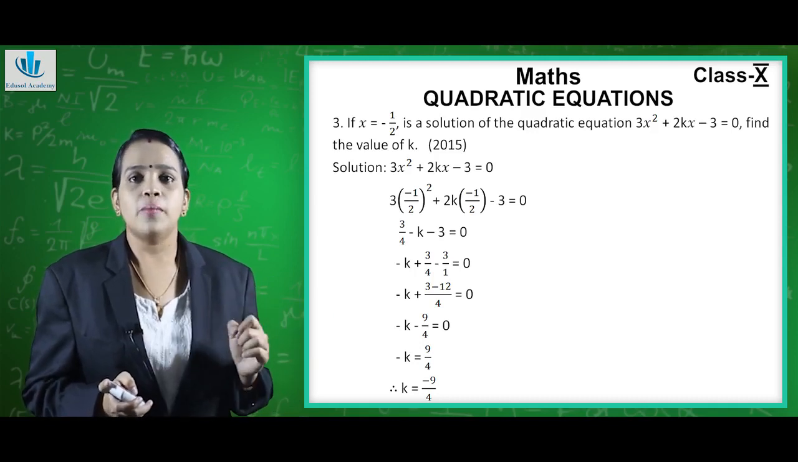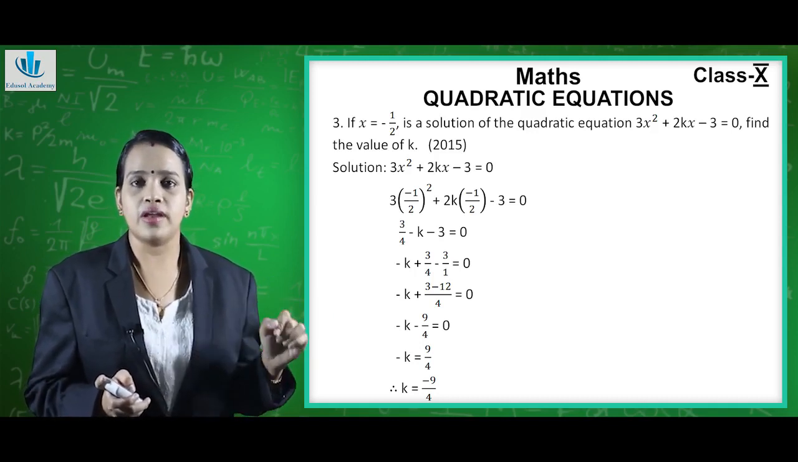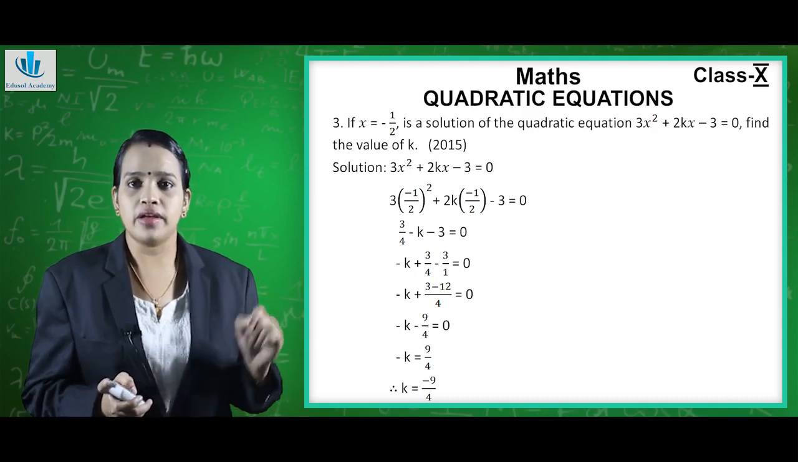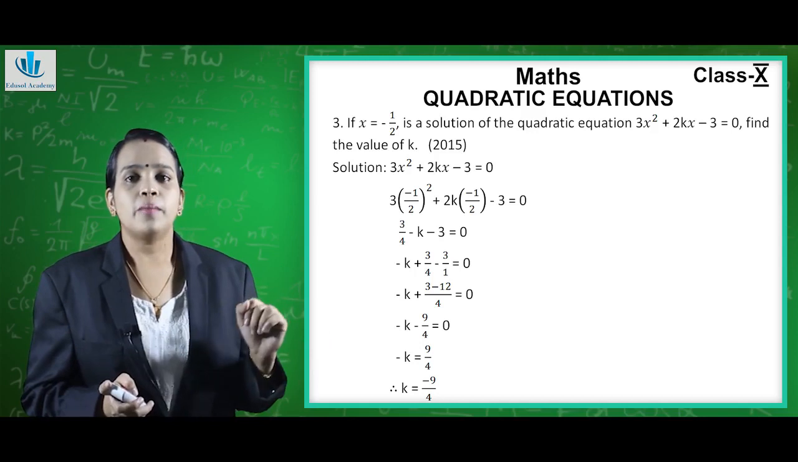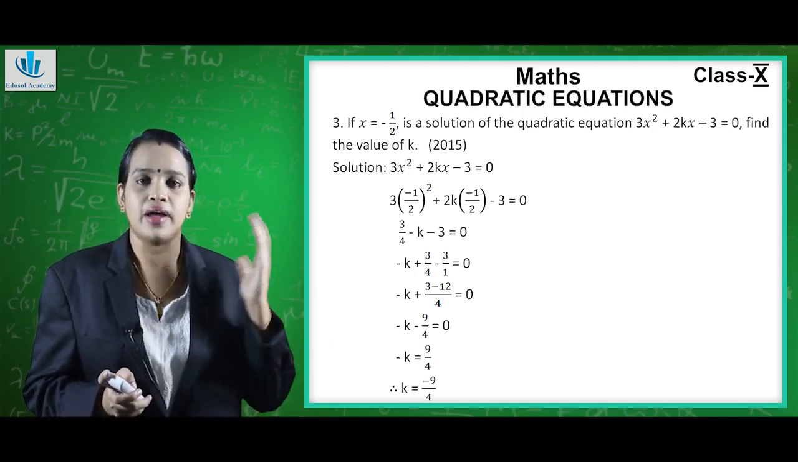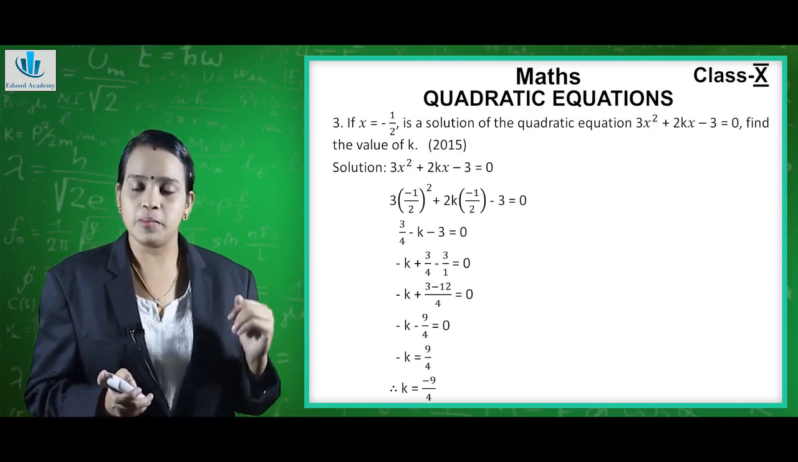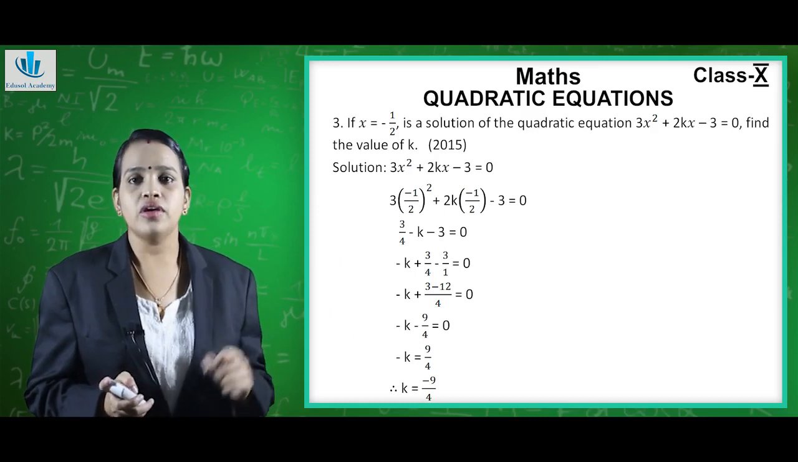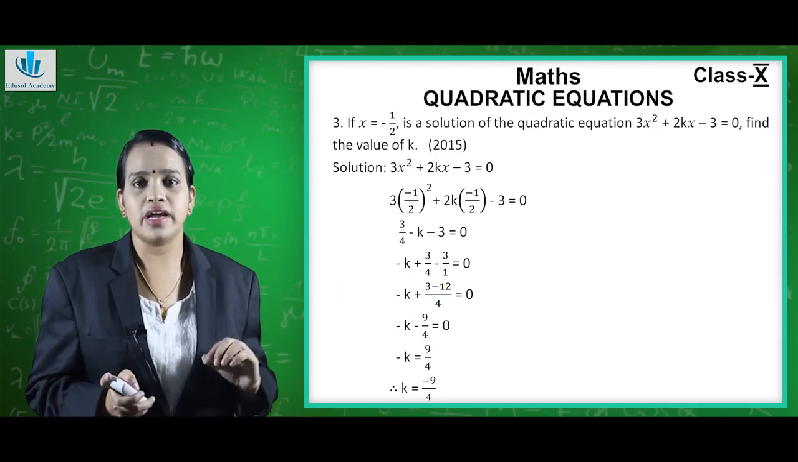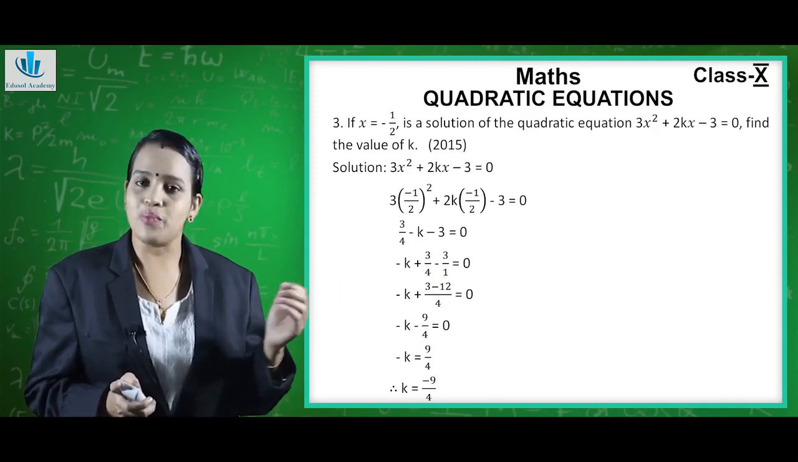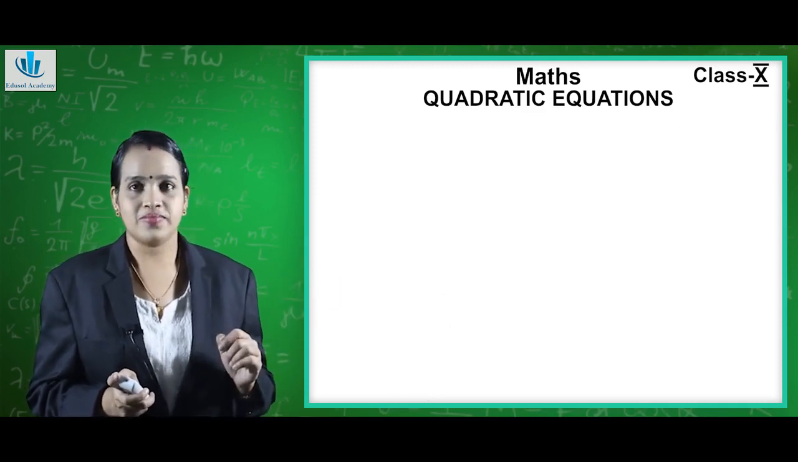So when we solve it, minus k, our plus minus becomes minus. So 3 minus 12 gives minus 9 upon 4, which is equal to 0. Minus k is equal to, when we take minus 9 upon 4 on the other side, it becomes plus 9 upon 4. Therefore, when we take this minus k sign on the other side, it becomes k is equal to minus 9 upon 4.